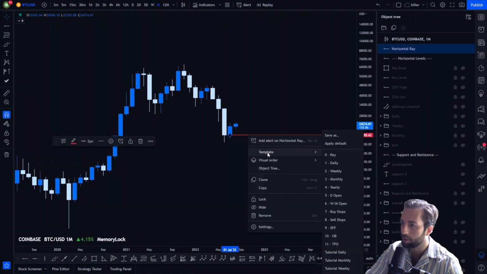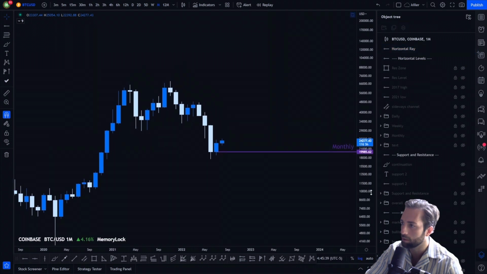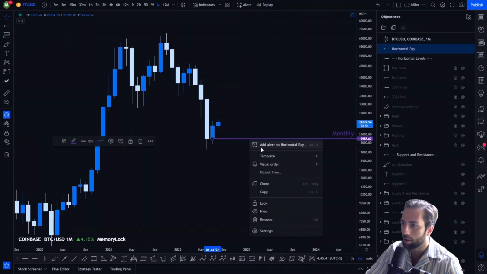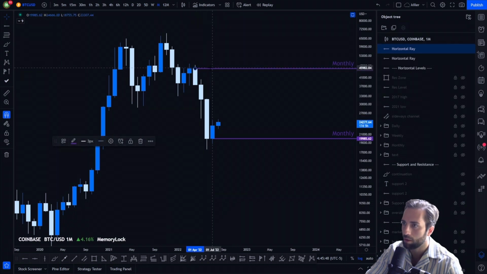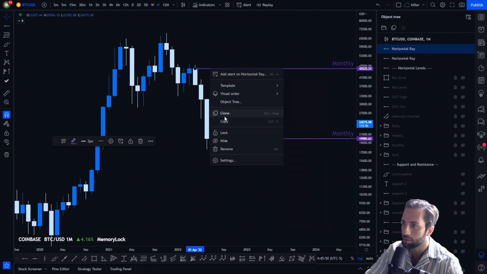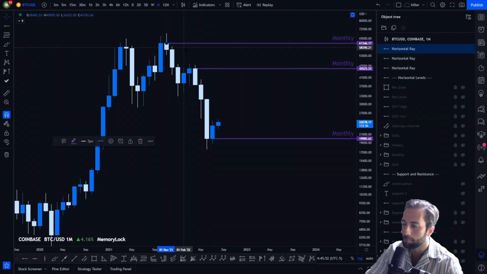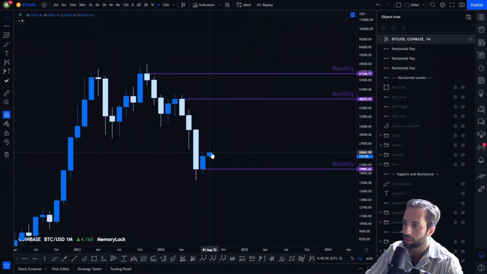I already have our template built out. You're welcome to choose any color that you like. We'll go ahead and clone. And you simply find the close and open of pivot candles, just like this here. And we can see here that we have 3 untapped horizontal levels, meaning that price has not gone back and touched them since they've been put in.